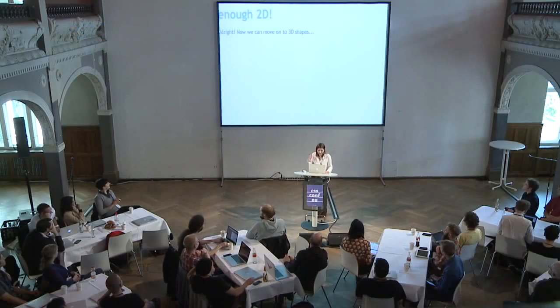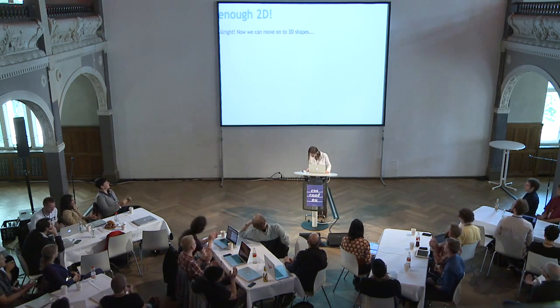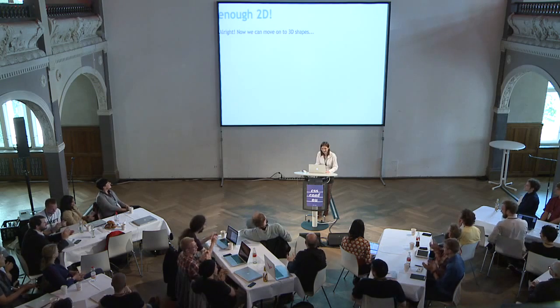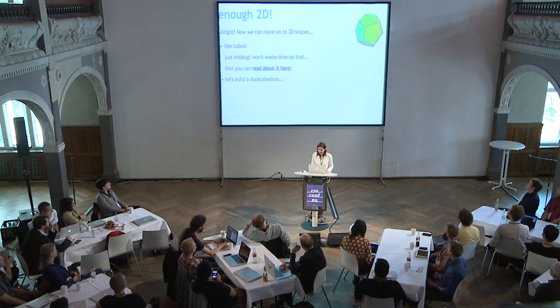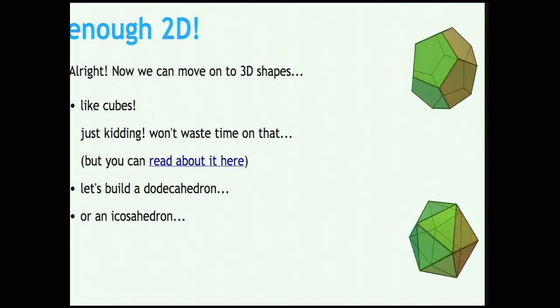Move on to 3D, because that's actually my topic. That was quite a long introduction. Damn long introduction. And let's do a cube. Or not. It's actually pretty simple, and I've already written a lot about it. Let's build something a bit more complicated, like this. This is a regular 3D shape with 12 sides, 12 pentagons. And another regular polyhedron is this one. It has 20 sides, 20 triangles.